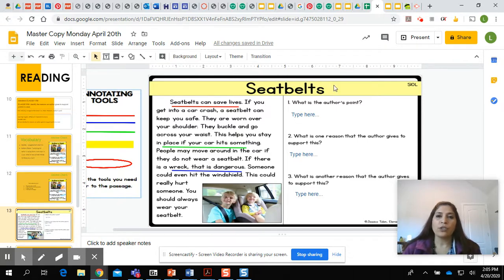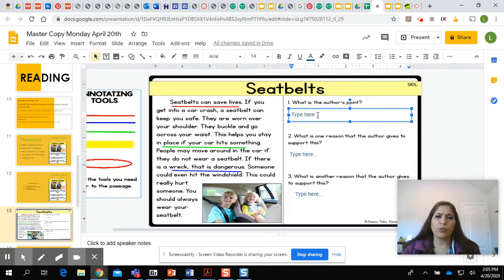All right, so our question is, what is the author's purpose? What is the author trying to tell us? Well, obviously, looking at the title of the passage, it tells me it is about seatbelts, and the author is telling us that seatbelts can save lives. Look at the first sentence right here. Seatbelts can save lives, and the author is telling us to wear the seatbelts. So, what is the author's point?